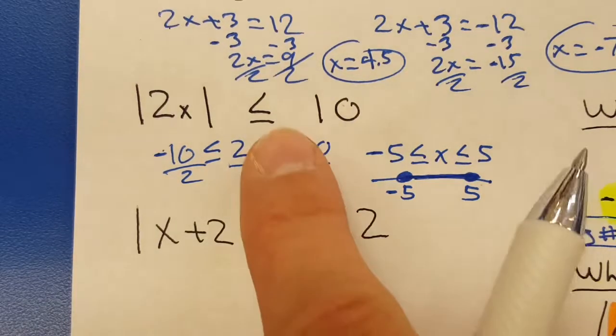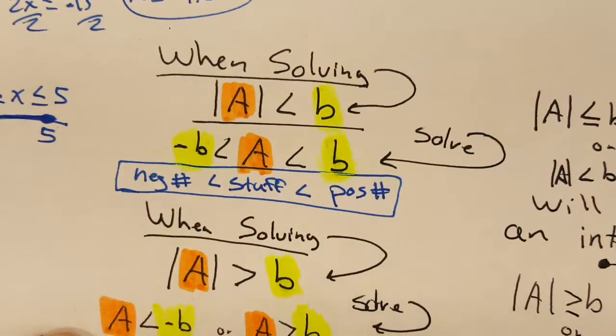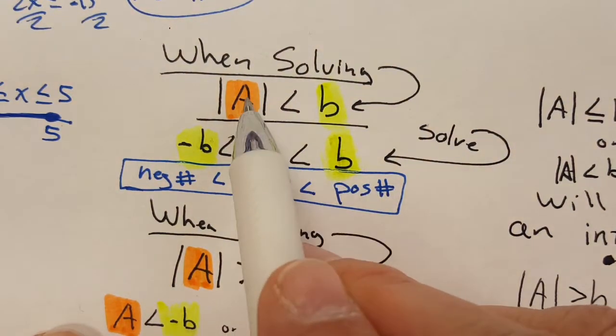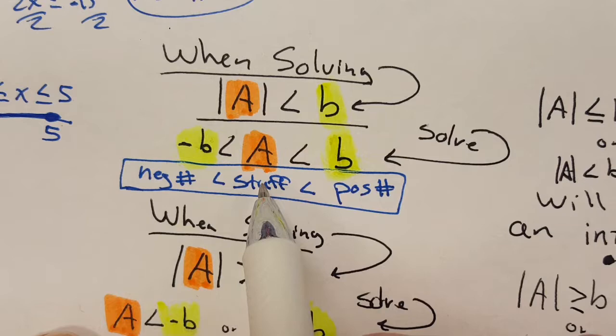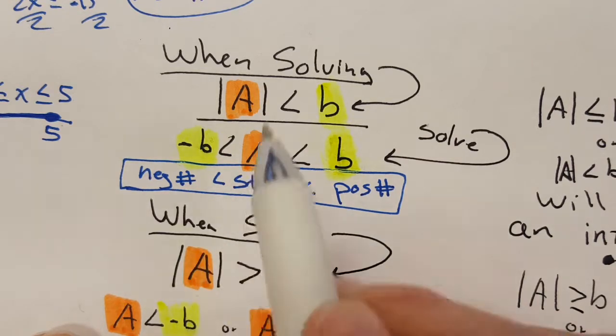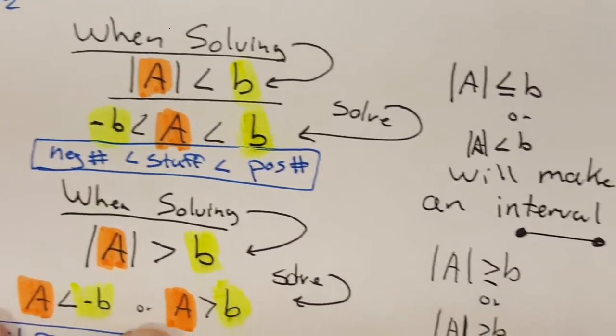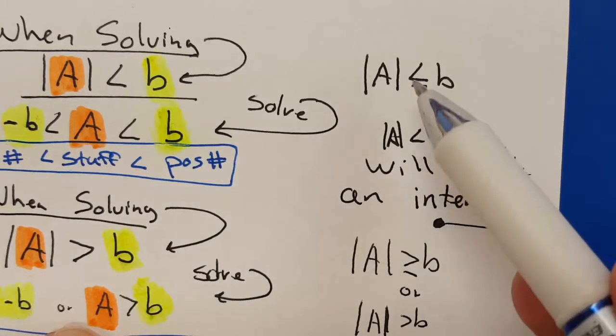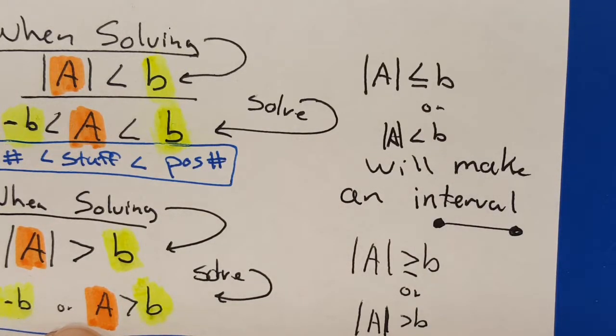So those ones aren't too bad. Less thans, again, if it's ever a less than, you take the stuff inside the symbol, put it in the middle, less than the big one, and then greater than the negative. And then you just solve like anything else. What else do I have over here? Anytime you're solving a less than, they'll always make an interval, always.